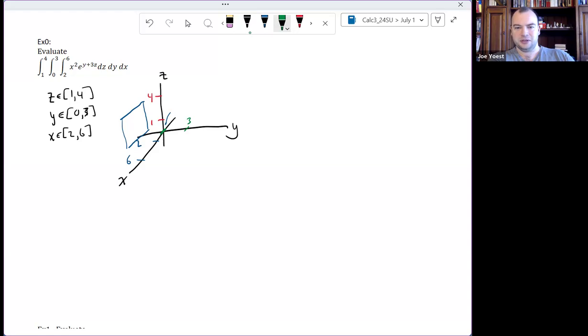And then we go in the y direction 3 units. And again, we just come out from every point in this little rectangular segment here in the xz plane. We come out to the right 3 units because, again, y is independent of x or z.